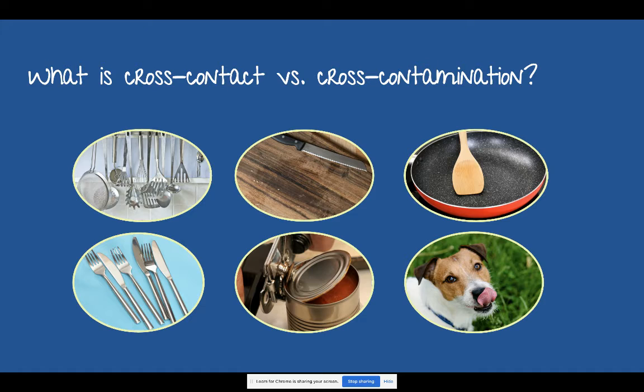Here's a pro tip as well. If meals are being made for several people, make the food allergy safe meal first. This will help ensure that separate utensils, cutting boards, and pans are used.